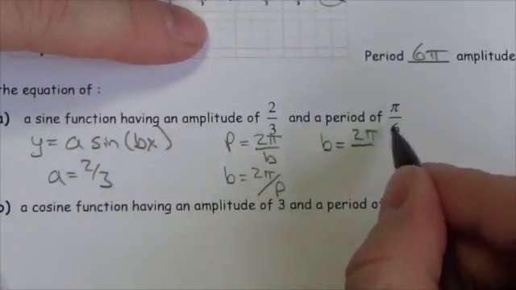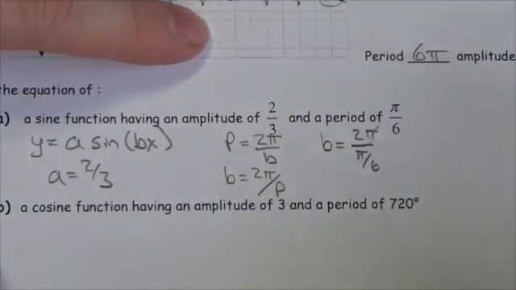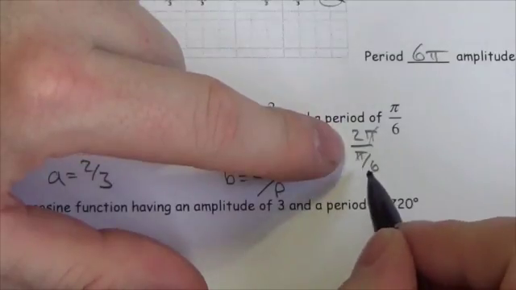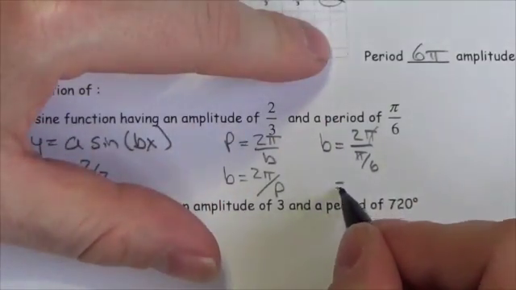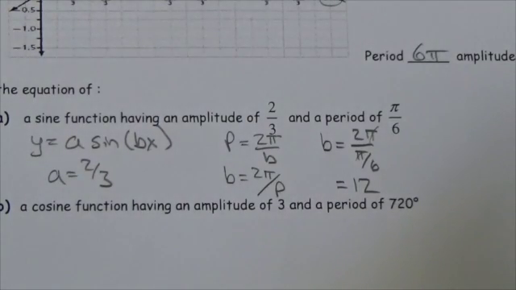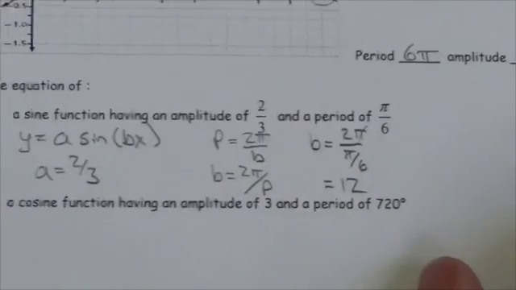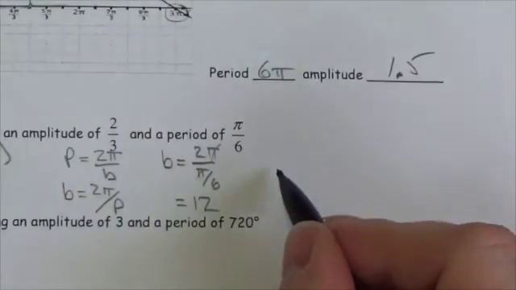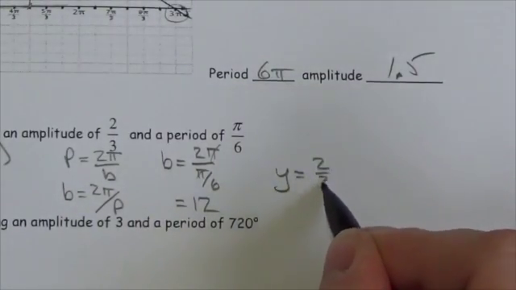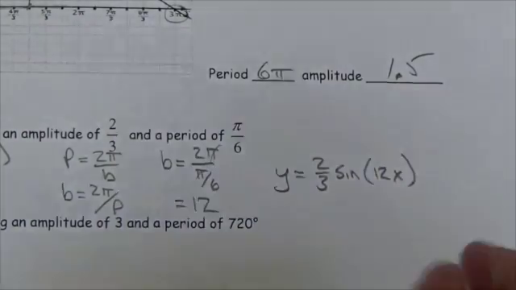So 2 pi divided by, well, my period was pi over 6. Okay, the pi's will cancel, and when you divide by this 1 over 6, you're going to multiply by the reciprocal. I'm going to get that b is equal to 12. Okay, so now I know what a is, I know what b is, I simply have to plug this in, and I will get y is equal to 2/3 sine of 12x. That's the equation that we're looking for.